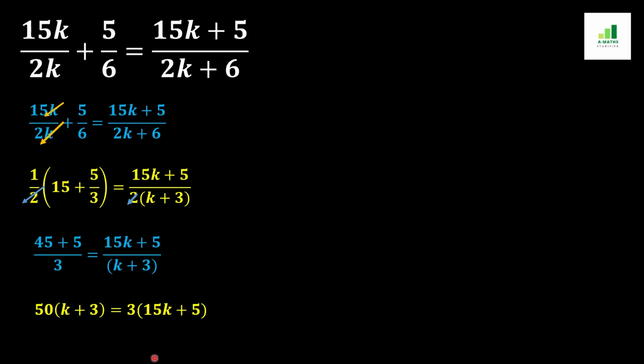Now in the next step we should simplify this equation. How? Simply this 50 will multiply with both of these values. When this 50 will multiply with this k, we will get 50k, and when this 50 will multiply with this 3, we will get 150, and this 3 will multiply with this 15, we should get 45k, and this 3 will multiply with this 5, we will get 15.